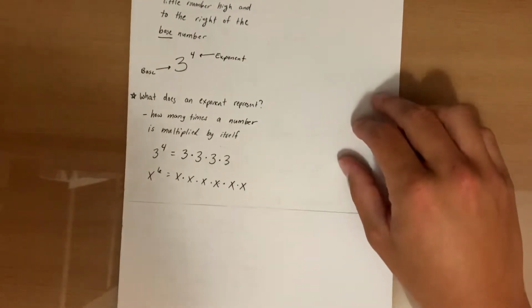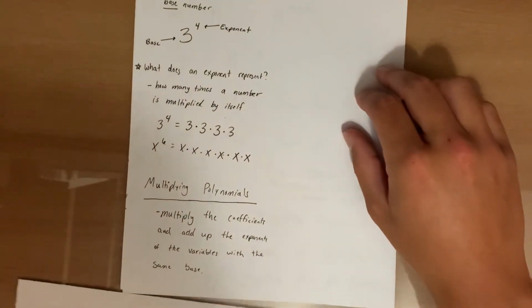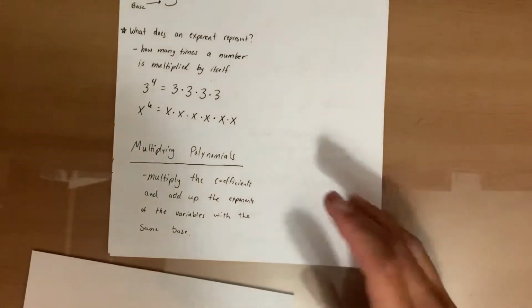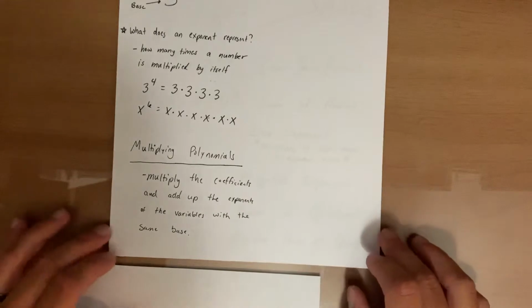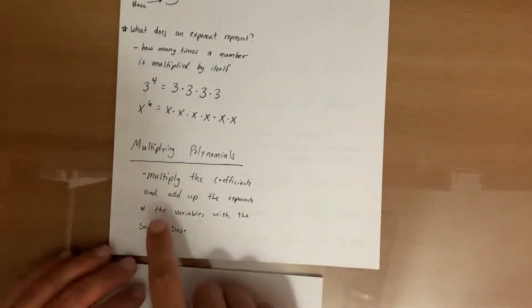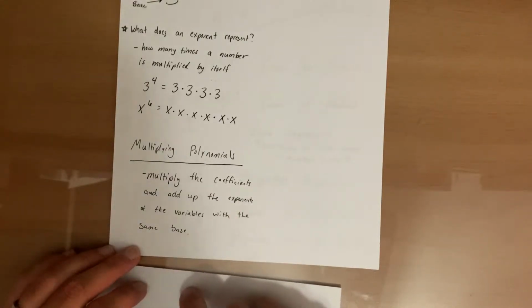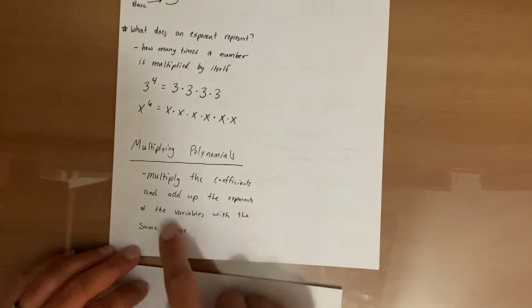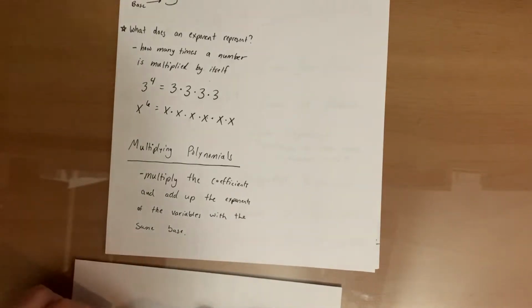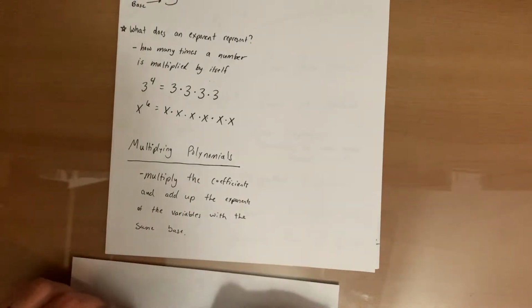Another thing that we're going to talk about are what's called polynomials. We have a little different way to do those here. What we do is multiply the coefficients. A coefficient is the number before the variable. We'll see that in just a minute. And we're going to add up the exponents of the variables with the same base. We're going to see examples of those in just a second.